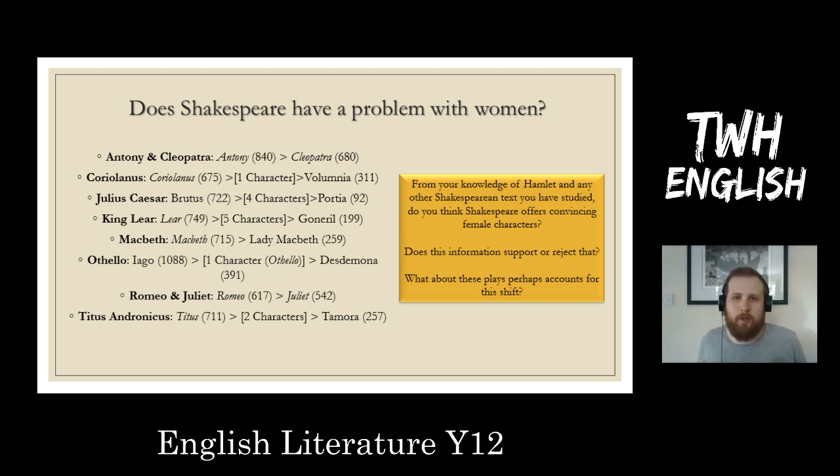Portia being the wife of Brutus, Volumnia being the mother of Coriolanus, Cleopatra being the wife of Antony, a lover at least, depending on historical interpretation. Lear in King Lear has 749 lines. Then there are 5 characters beneath him, until we reach the highest female character in Goneril, his daughter, at 199.